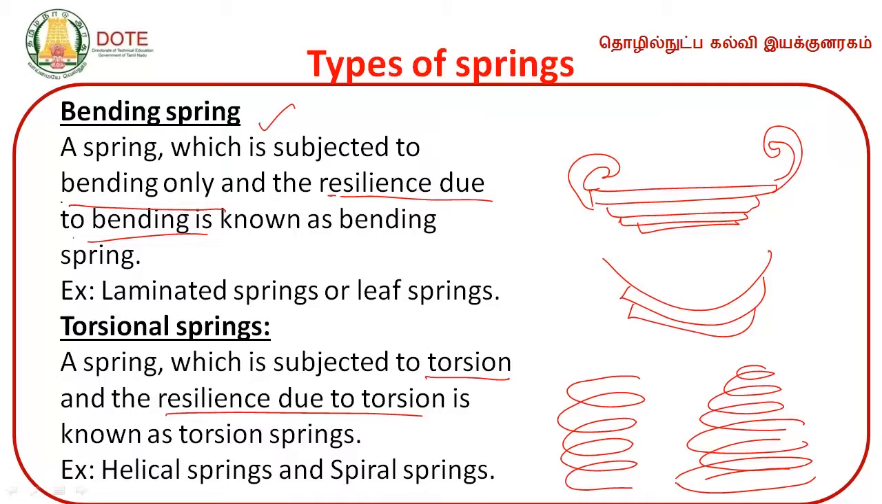So the springs are broadly classified into two categories. The first category is the bending spring, the second one is the torsional spring. In the bending spring, the spring is subjected to bending only, and resilience due to bending. In the torsional spring, the spring is subjected to torsion and resilience due to torsion. It is known as a torsion spring.